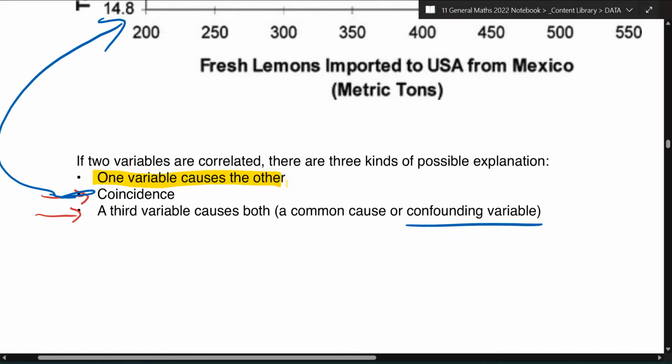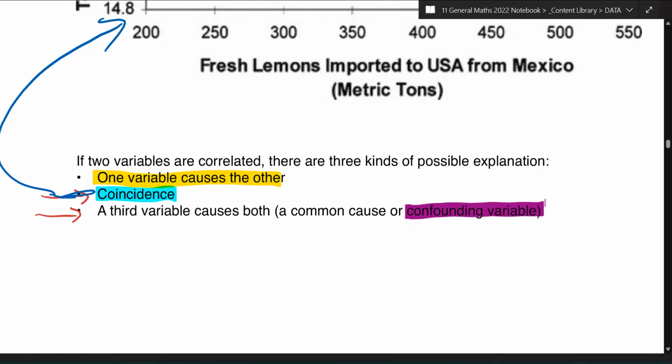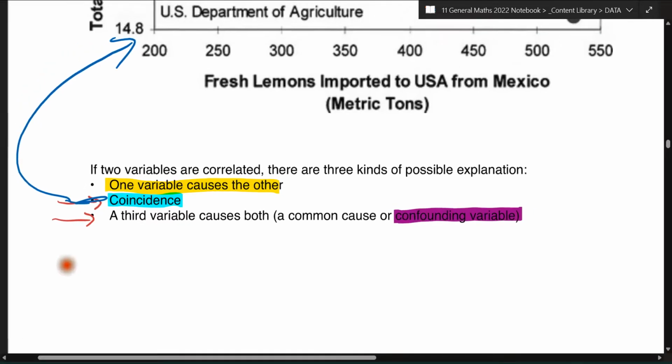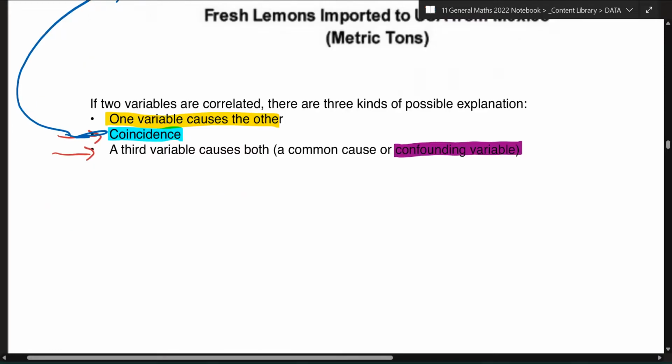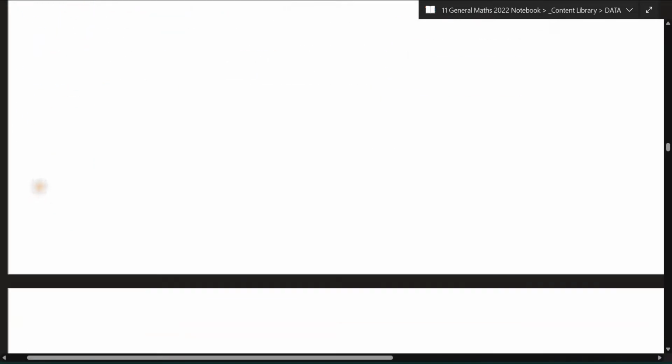So this is the most basic one. We already know that one affects the other. That's one that we all should be aware of. The other one is it's a coincidence. There's no connection whatsoever. It's just basically a coincidence that that's happened. And the other one is a confounding variable, where we don't know what the variable is, but we know that there is some form of connection as to why that is happening. So let's try and apply those three explanations to some of these problems here.